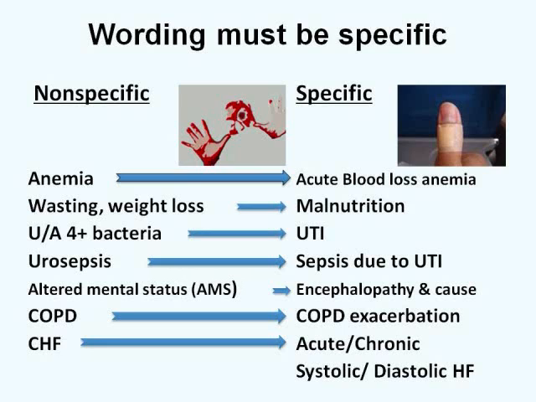When talking about COPD, if you notice that the patient was in acute exacerbation of COPD, you need to mention COPD exacerbation. And then, in the area of congestive heart failure, you need to mention whether this was an acute exacerbation and whether the patient has chronic CHF. It is also helpful to mention whether the patient has systolic or diastolic or both dysfunctions.